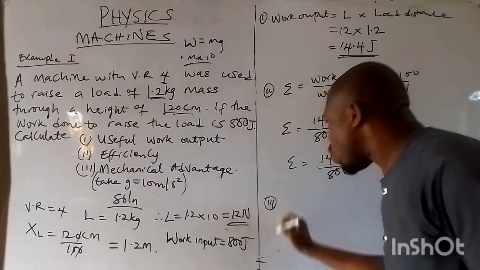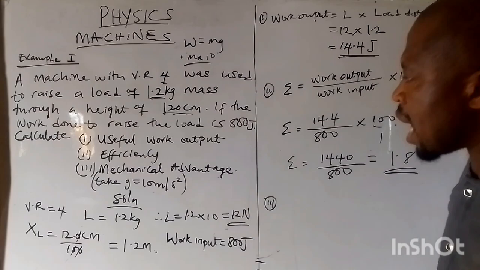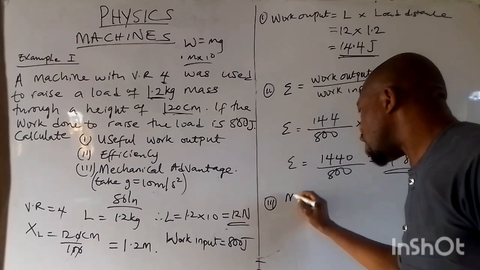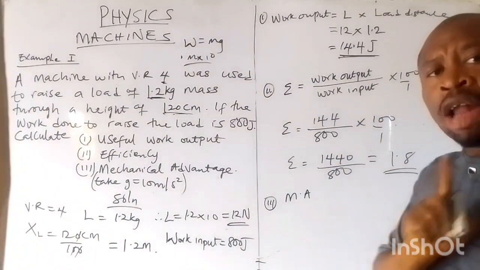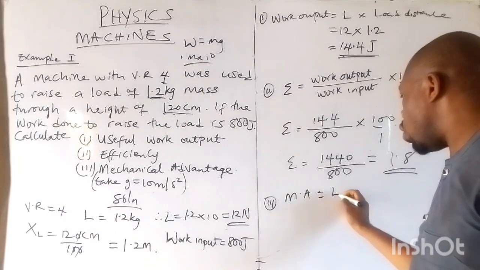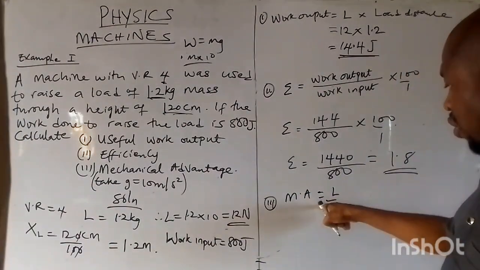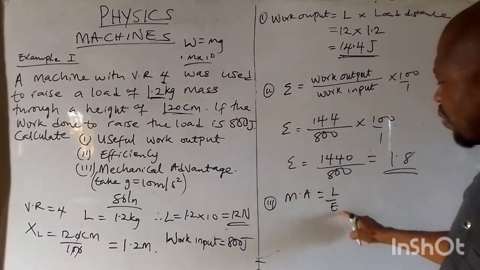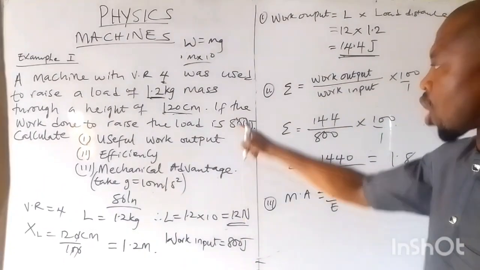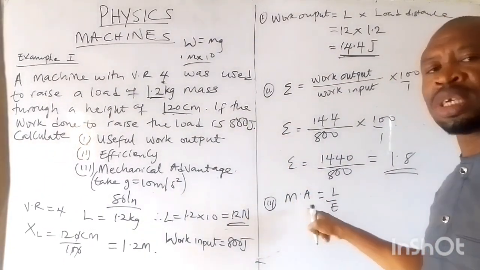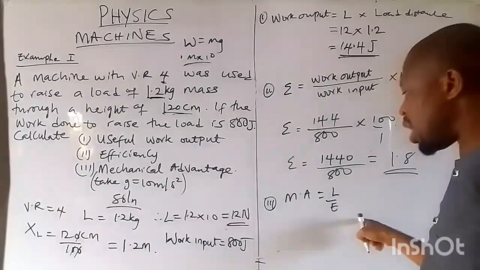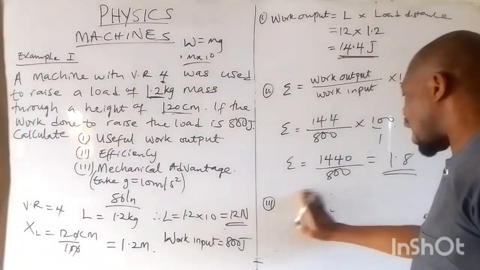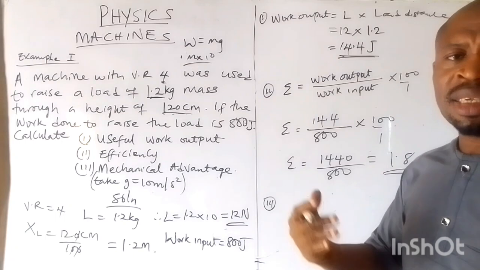Now the third question says, calculate the mechanical advantage. The mechanical advantage, MA. Ordinarily, MA should have been load over effort. But if we apply this formula, we'll discover that here we only have the load. Effort is not given. Because the effort is not given, we cannot use this equation to calculate the mechanical advantage. We drop it.